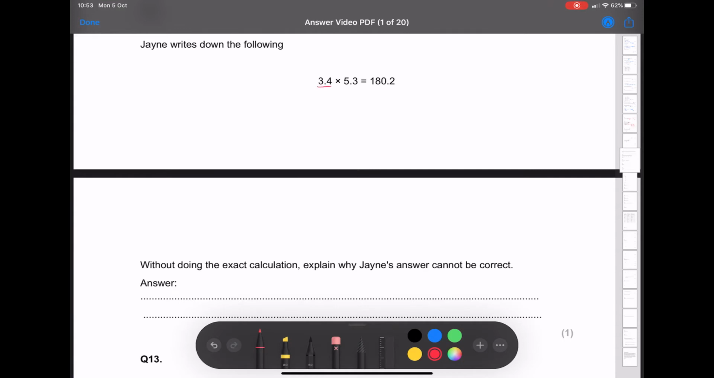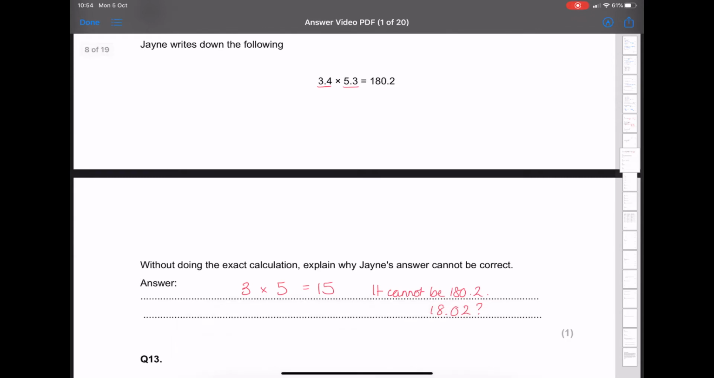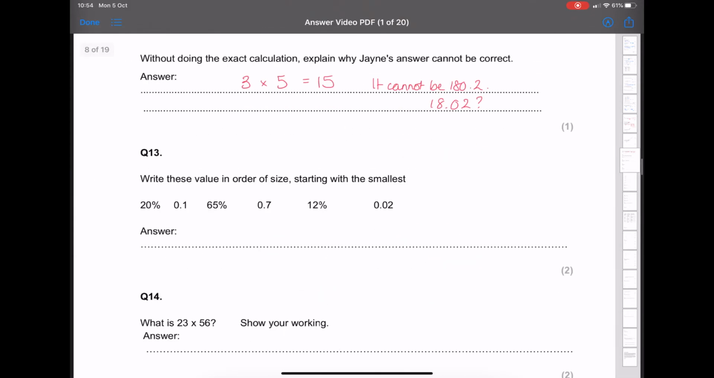3.4 is quite close to 3 and 5.3 is quite close to 5. So if I do 3 times 5, it gives me 15. So even if I don't know the answer to 3.4 times 5.3, it cannot be 180.2. It's too big. Maybe 18.02 could have been the answer. That would have been another point you could have said. So let's move on. Hopefully that's cleared up now.